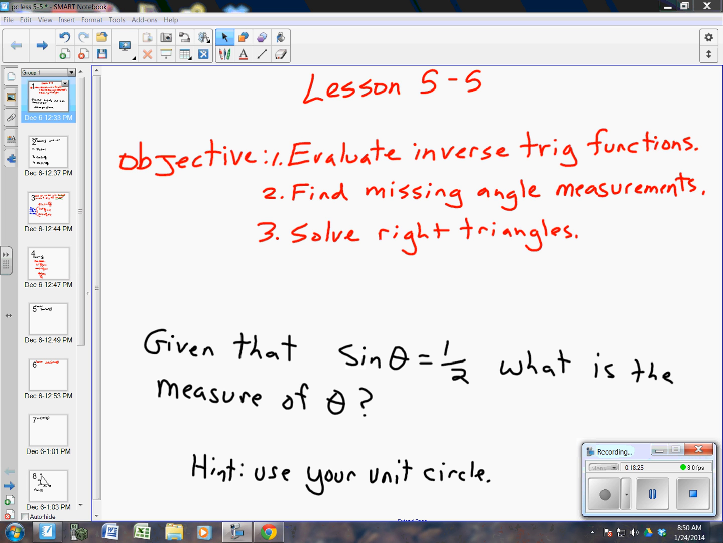30 degrees and 150 degrees are the two answers. So everybody look at 30 degrees right here. 30 degrees has a y value of 1/2, and 150 degrees has a y value of 1/2. Therefore, 30 degrees is one answer, and 150 degrees is the other answer. Any questions? Does that make sense? That's the answer.